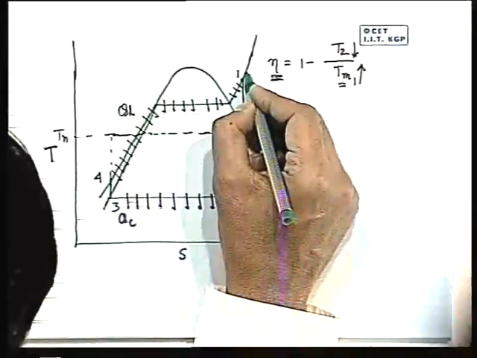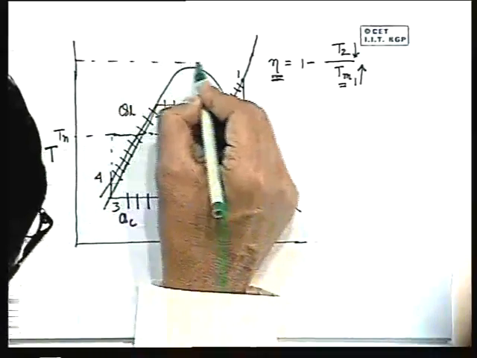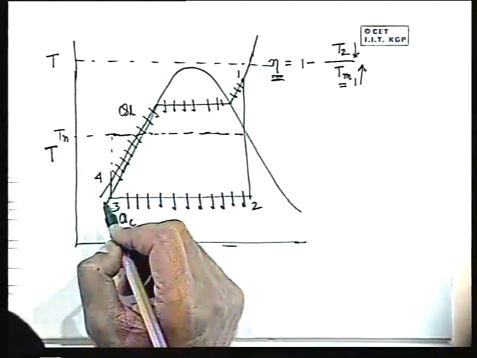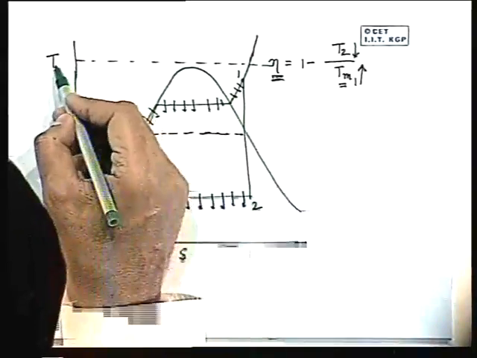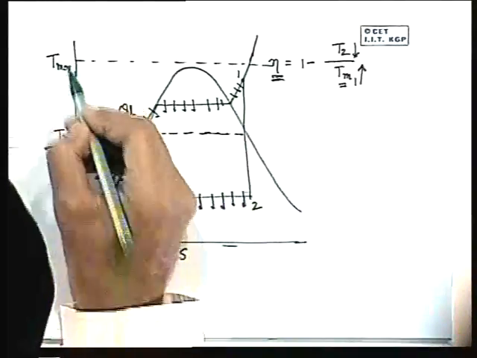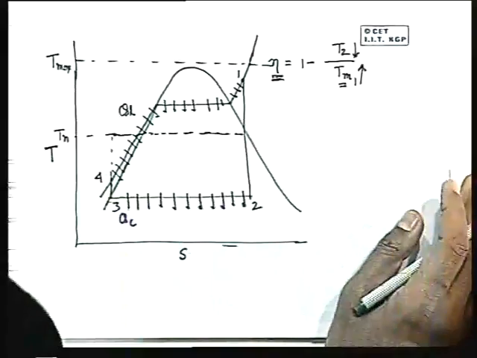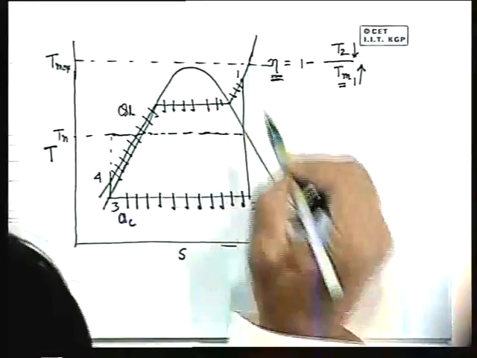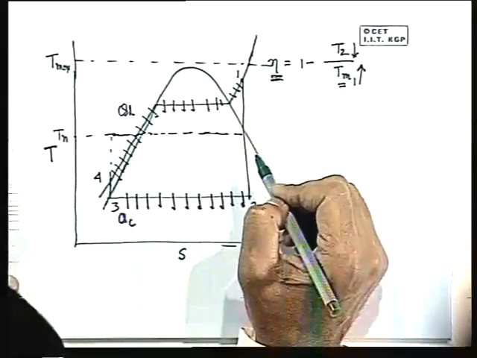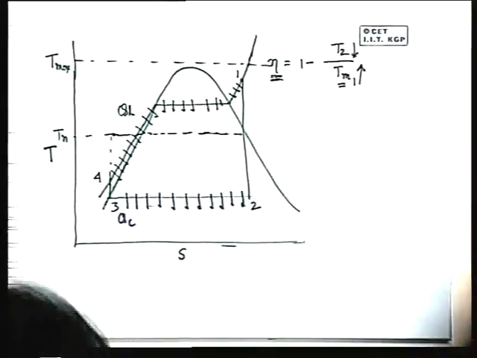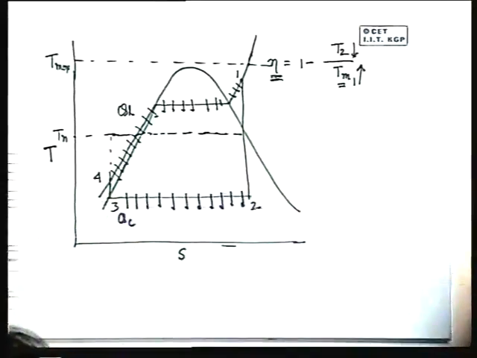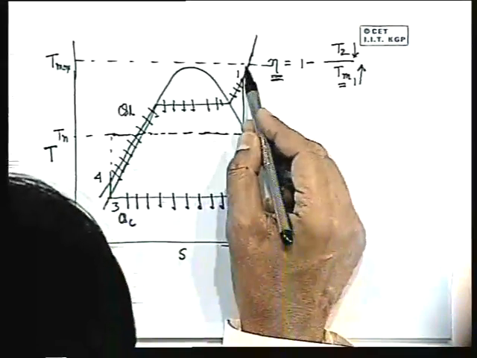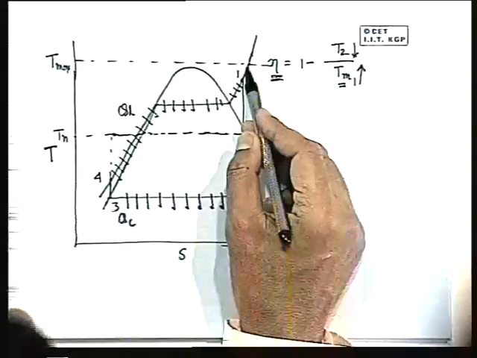So this restriction is there, that means I can draw a line, that means this is my restriction, the maximum temperature which I can go. Let this be the T max, that is the maximum temperature of the cycle. That means the maximum temperature of the cycle is limited by the turbine material considerations. Now therefore we see that we cannot go beyond this.